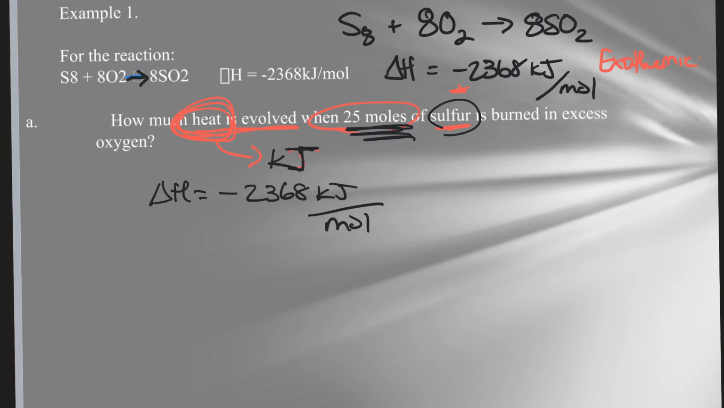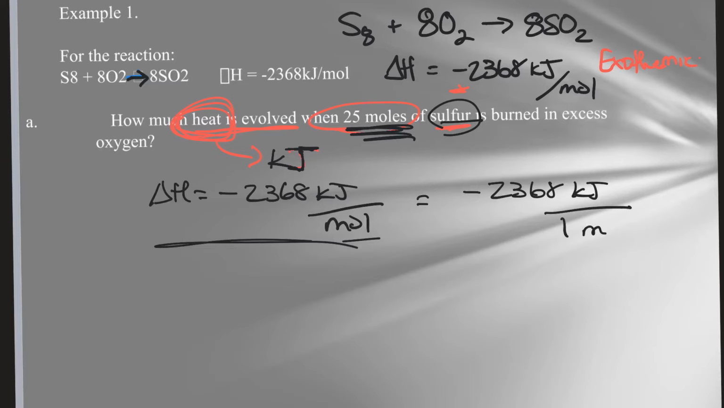When 25 moles of sulfur is burned, if you look at the enthalpy, it is negative 2,368 kilojoules of energy for every 1 mole of sulfur, S8. When you say per mole, that's really just 1 mole. In the chemical reaction, for every 1 mole of S8 plus 8 moles of O2, you get 8 moles of SO2. So for every 1 mole of S8, this is how much energy you create.